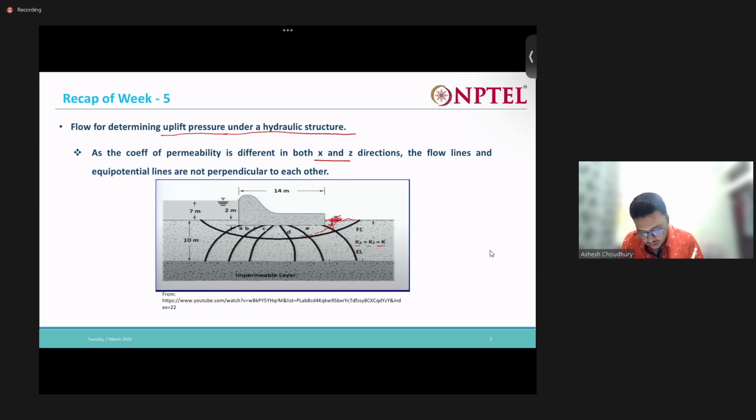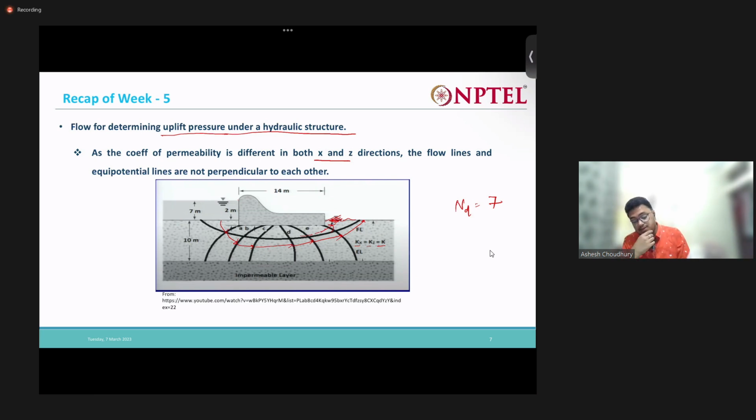Now if you look into this problem, we can see that there are a total of 7 equipotential drops. What are those 7 equipotential drops? From here to here it's one drop, from here to here second drop, third drop, fourth drop, fifth drop, sixth drop, and seventh drop. So my Nd is equal to 7, meaning my total number of drops is 7.